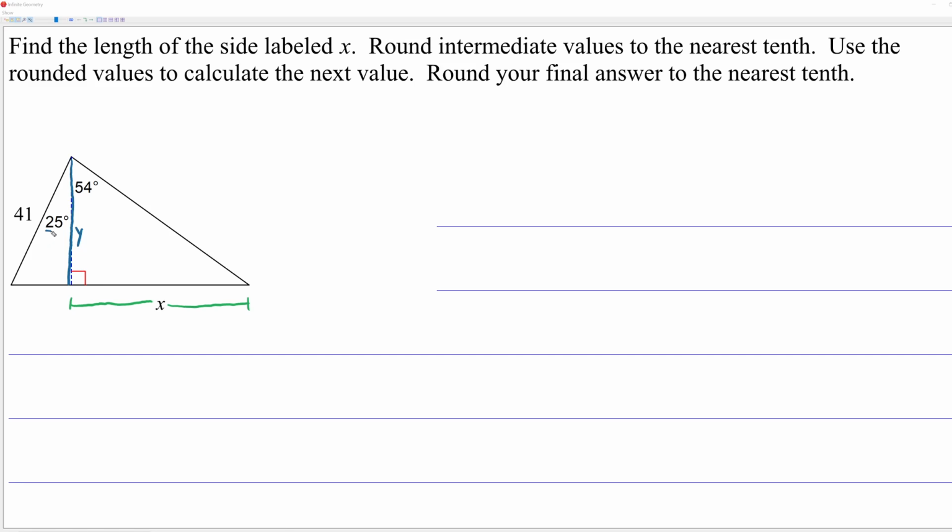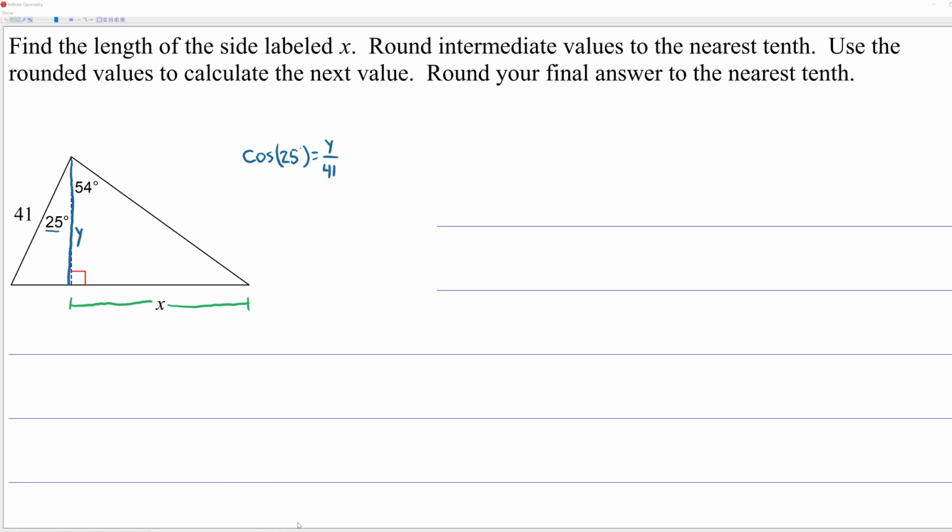So if you look at the right triangle on the left with the 25-degree angle, y is the adjacent side and 41 is the hypotenuse, which means we can use cosine. So we'll have the cosine of 25 degrees equals y over 41. And we need to solve this equation. So cosine 25 is y over 41.